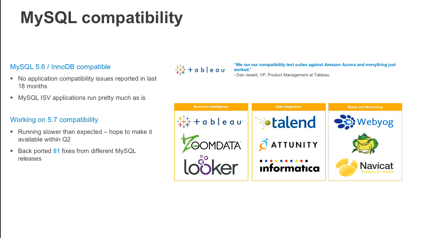In terms of MySQL compatibility, Aurora is compatible with MySQL 5.6 and with InnoDB. By and large, application compatibility has not been a problem for our customers. In terms of 5.7, it's a major effort for us. It's a big commitment. We would love to be able to delight customers from MySQL, but we want to make sure people understand that their MySQL investment is still useful.